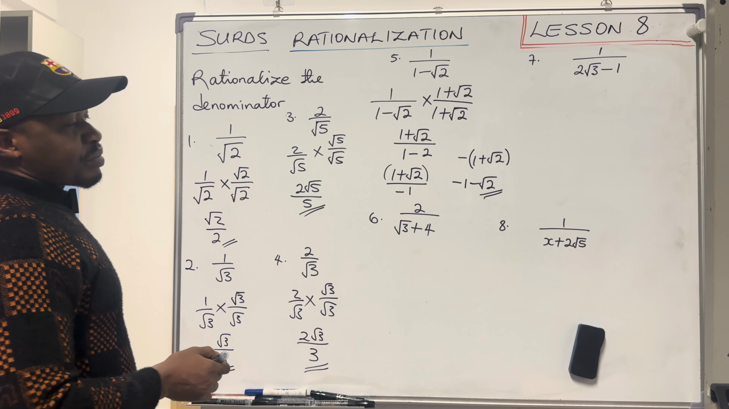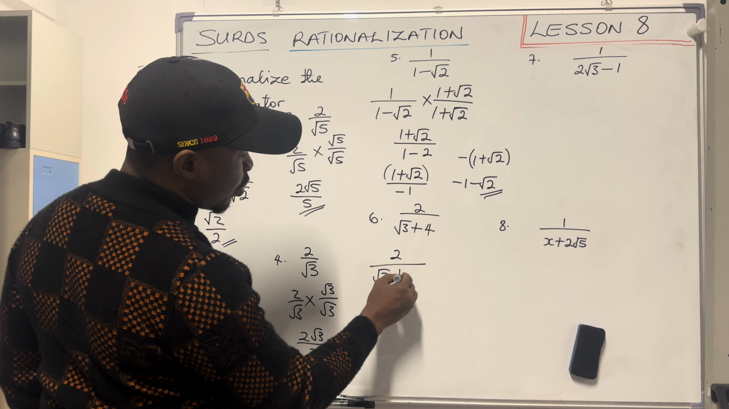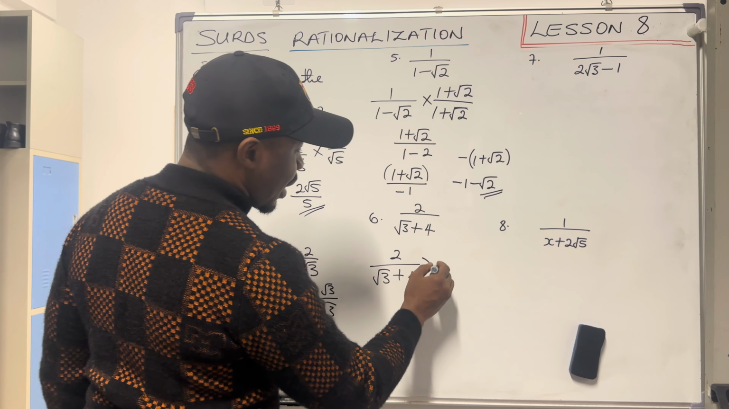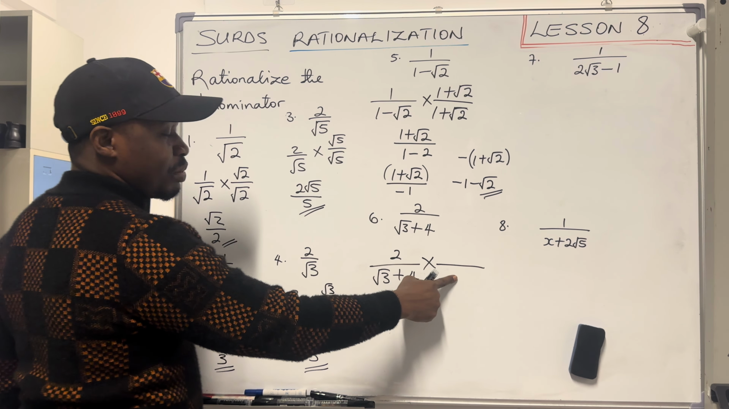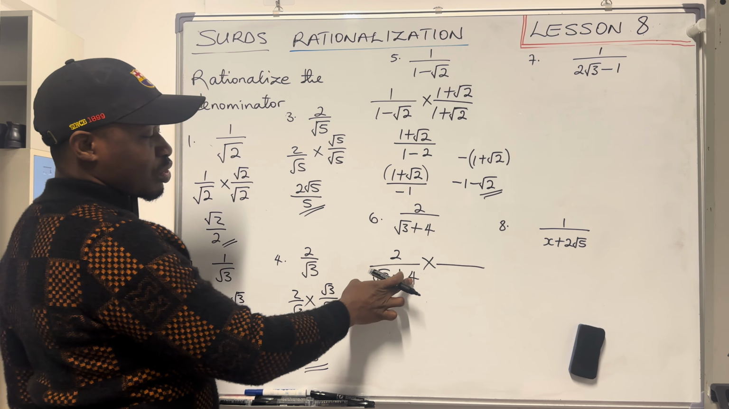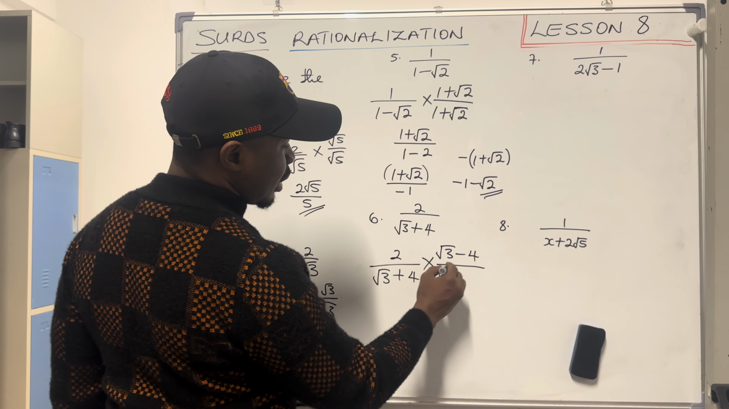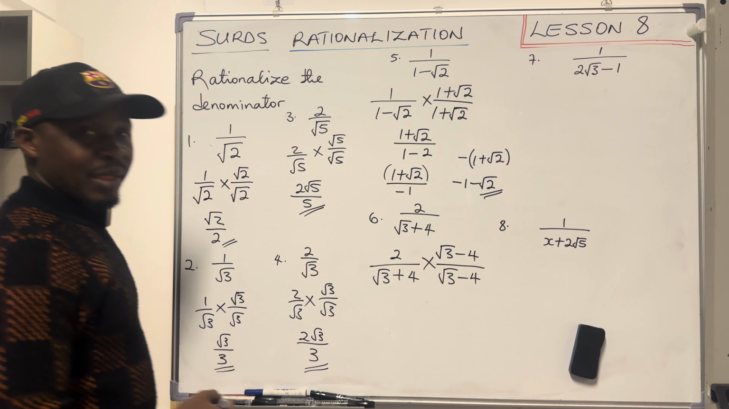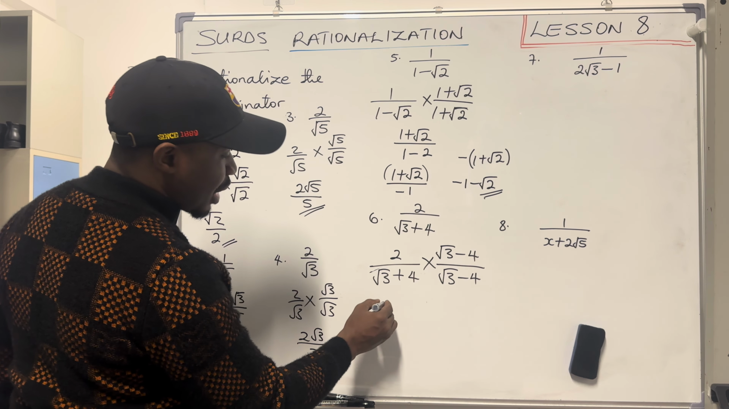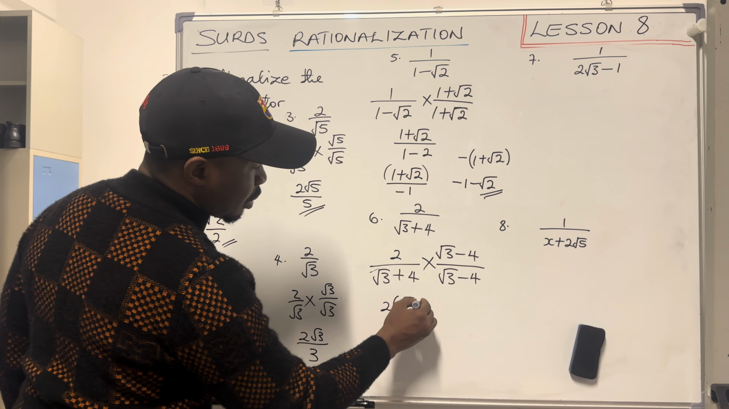How about this one here? Well, we say 2 over root 3 plus 4. We want to rationalize the denominator. So we multiply the numerator and the denominator by the conjugate of the denominator. If we have root 3 plus 4, the conjugate is what? Root 3 minus 4. And again, root 3 minus 4. All right. So this multiply this will give us 2 times root 3, or we can write it this way first. This multiplying this, root 3 minus 4.